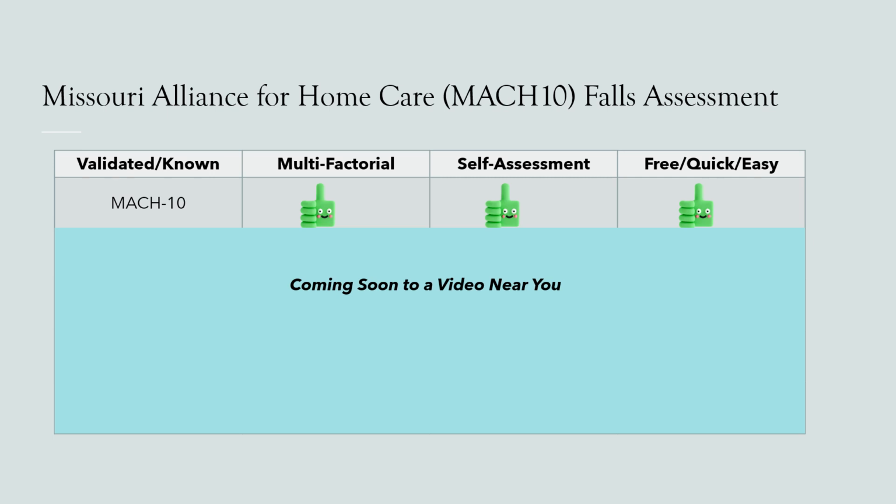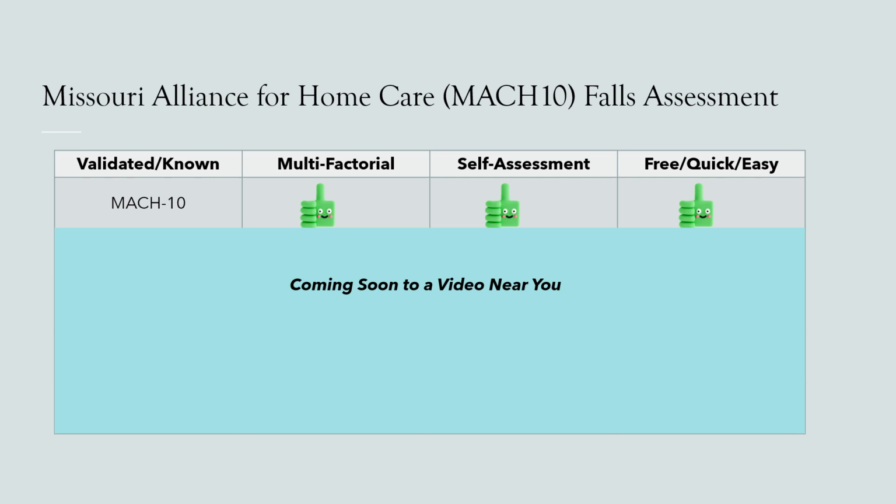So the MACH 10 is validated, which means it's been tested and shown that it measures what it's attempting to measure. It's very well known. If you go into any hospital or post-acute setting in the US and say that your MACH 10 score for fall risk is a 6 out of 10, people will know what that means. It's multifactorial, which I love. Remember, fall risk factors are many. Some have to do with our person, some have to do with our environment, and this assesses for both.